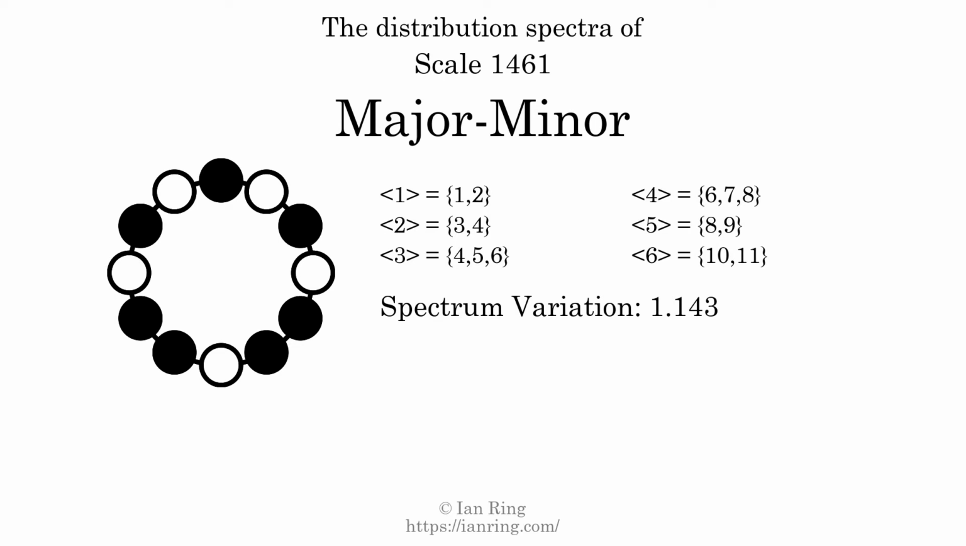The spectrum variation of this scale is 1.143. Since the variation is greater than 0, this indicates that the scale is not perfectly even. The highest spectrum width is 2. Since this is greater than 1, we know that this scale is not maximally even.